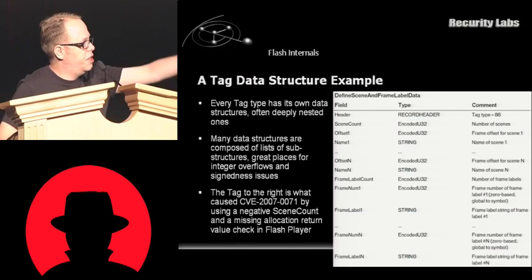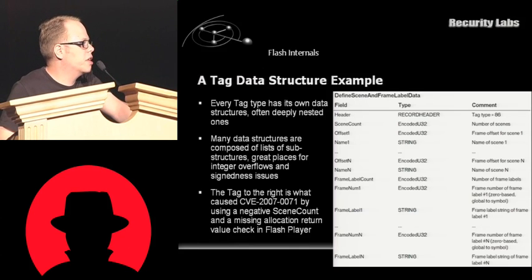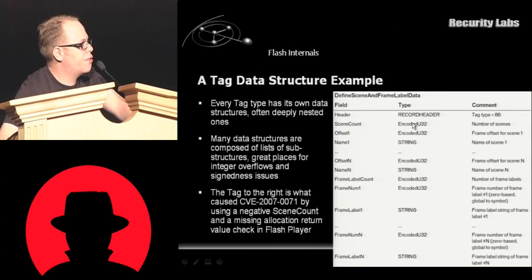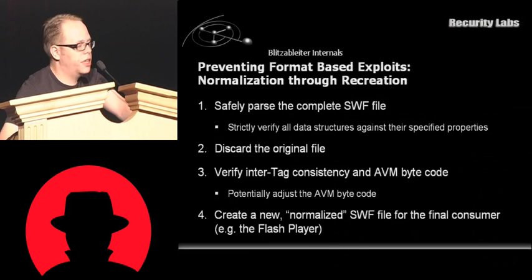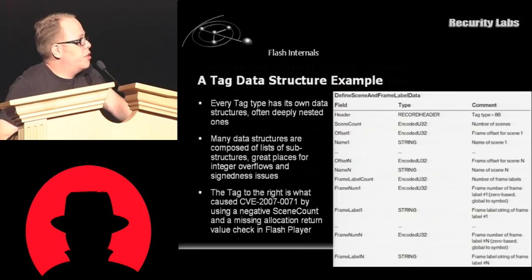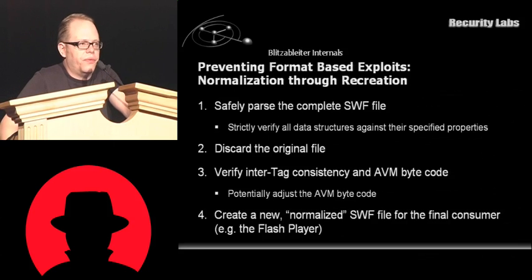The tag you see here to the right is actually the one that caused CVE-2007-0071. If you look at the scene count here, it's a 32-bit encoded number, and this one could be negative, and then it essentially overflowed. So how do we want to prevent this from happening?